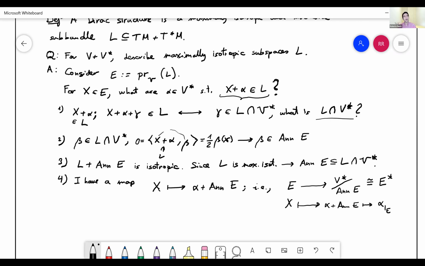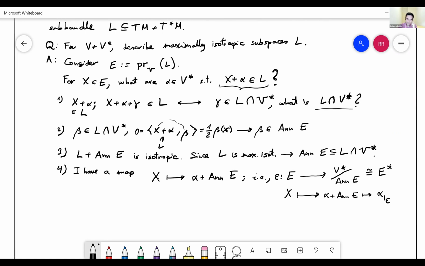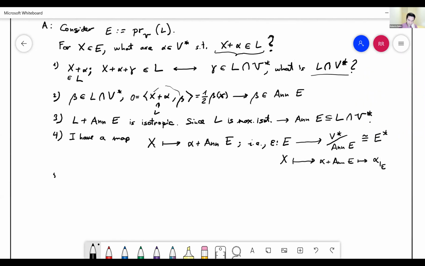Okay? So given a maximally isotropic subspace, I'm able to define this map. Okay? This map I'm going to call epsilon, going from E to E dual. Okay? Now, the thing is, I also know that my space L is maximally isotropic, so I know some property about this map epsilon. So since I know that x plus alpha with itself is 0, and this I know is alpha x. Now the thing about the alpha is that alpha, when restricted to E, is precisely epsilon of x. So this is actually epsilon of x, x.